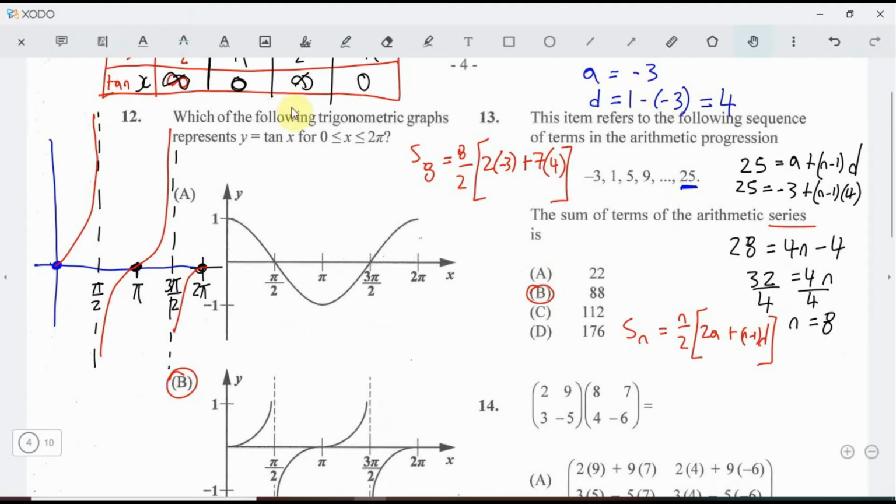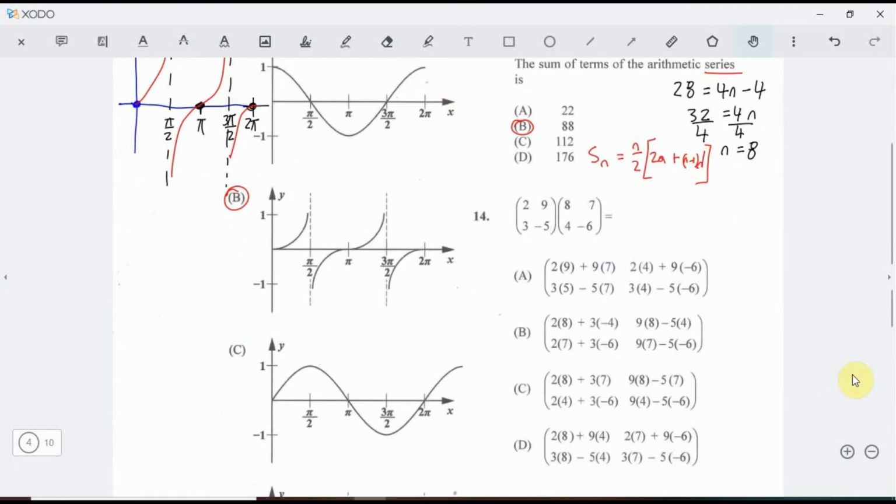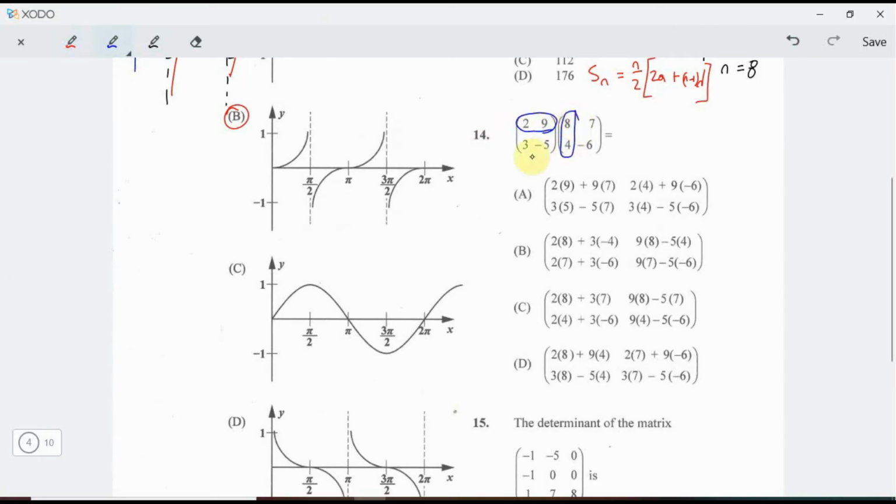Nice. Alright. The next question, number 14, says the product of these two matrices equals. So we just need to look at which one is correct in terms of multiplication. We go row by column. So the first element should be 2 times 8 plus 9 times 4. There's only one option with that, so it's D. Imagine, that's so easy. Then the second one should be first row times second column: 2 times 7 plus 9 times negative 6. So that had to be option D. That's too easy.